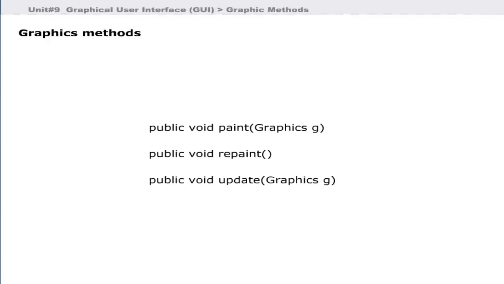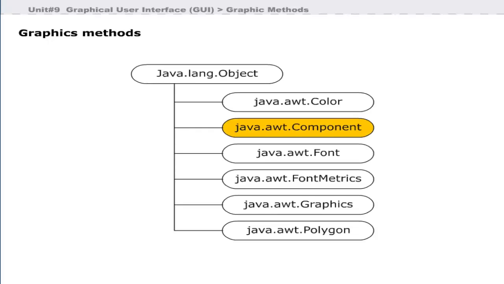The graphics methods used to draw graphics are paint, repaint, and update. Paint method is defined in component class of Java. This is available in java.awt package. General form of paint method is public void as return type, paint method name, and graphics class object as an argument.